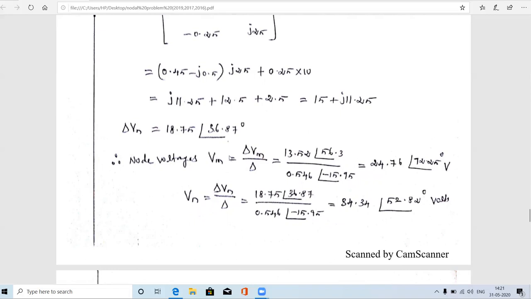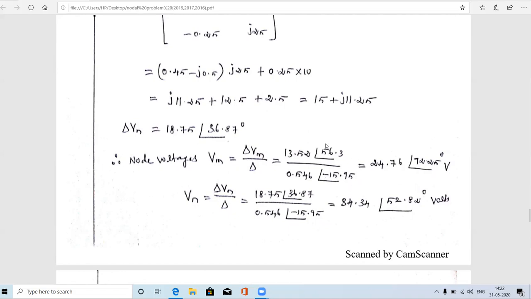We calculated del Vm and del Vn. From that, the node voltage Vm is calculated as the ratio of del Vm divided by del. So del Vm is 13.52 with this angle. Del is 0.546 with this angle. So polar divided by polar. In polar division, we have to divide the magnitudes first. So 13.52 divided by 0.546, you calculate. That answer is 24.76.